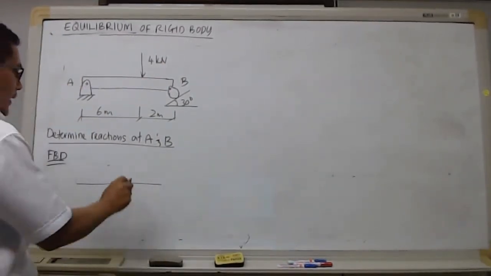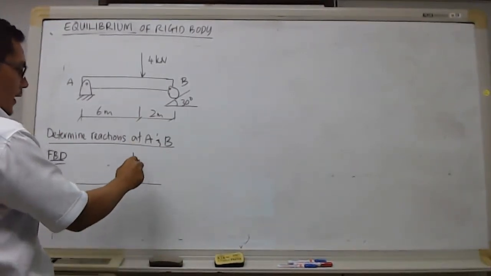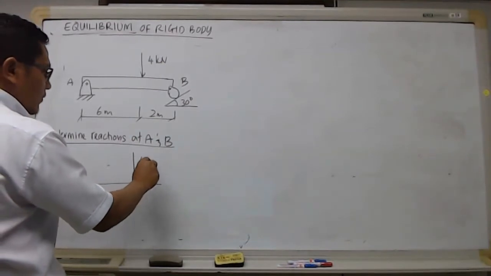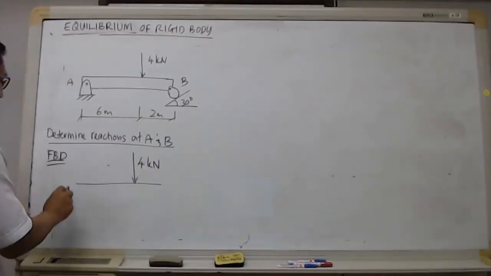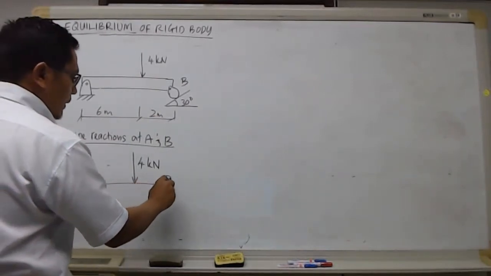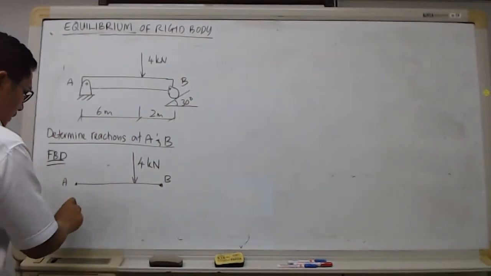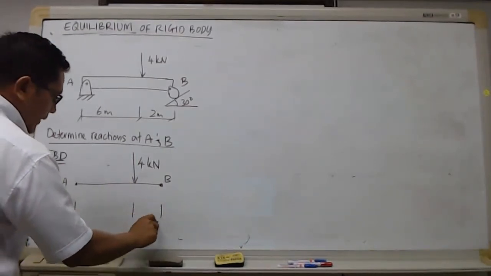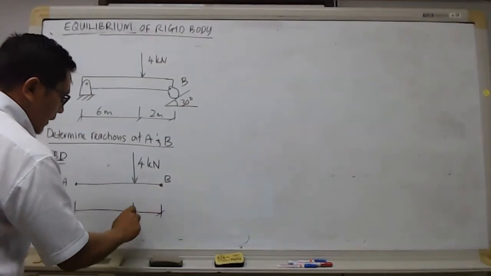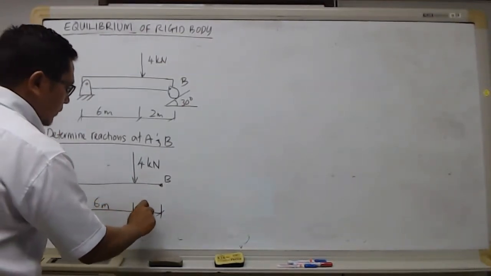That's fine. And then you put whatever force given there. Put force, the direction correct, and then put the value there. Put even with the units. And then you label the point here as A, point here as B, and then put dimension. Where is the force being applied? So whatever dimension given, put back over there. This is 6 meter, and this is 2 meter.